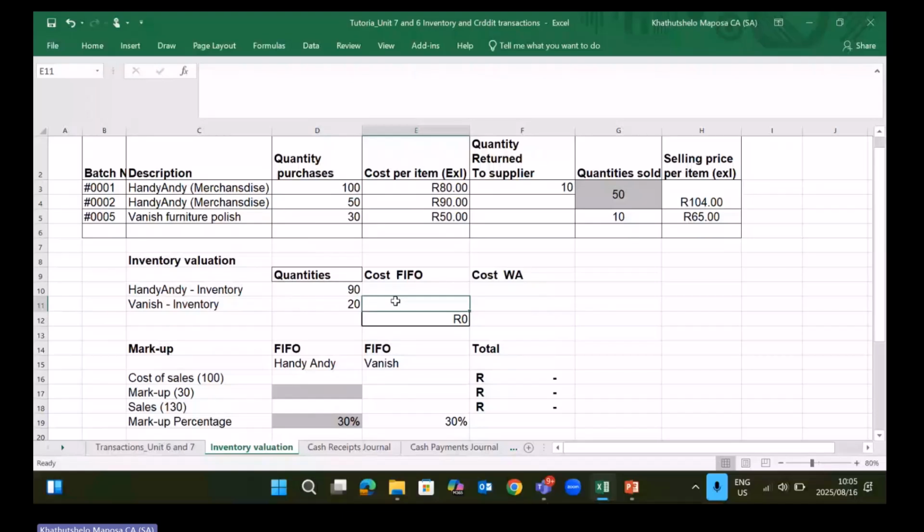Oh, sorry. You started with the vanish. Now you are valuing the handy end, right? I started with the handy Andy, and then the vanish, it's 20 multiplied by 50 that we have left, which is like 1,000. I'm just not sure if that's how the calculation is done, because I haven't reached those chapters, but with general knowledge, I think that's how you're going to calculate it.